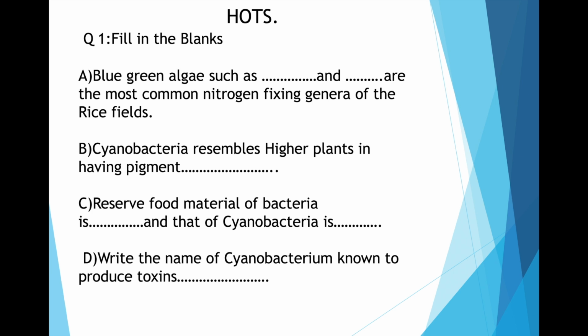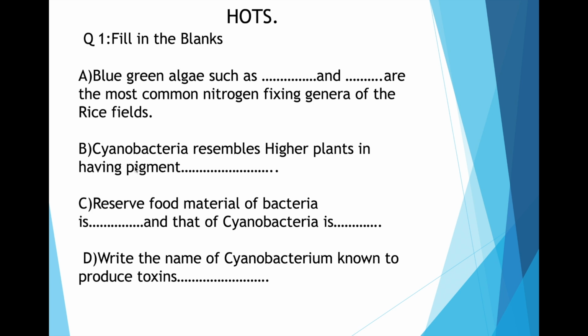Next, we'll take some questions from Cyanophyceae and related to Nostoc. These are a few fill-in-the-blanks questions. They can be asked in the viva of the practical or as one-word questions in the theory paper also. So question number 1. Blue-green algae such as dash and dash are the most common nitrogen-fixing genera of the rice field. In the previous slide, we have talked about Nostoc, right? So we can put blue-green algae such as Nostoc and Anabaena are the most common nitrogen-fixing genera of the rice field.